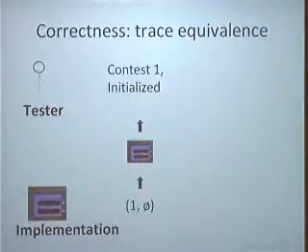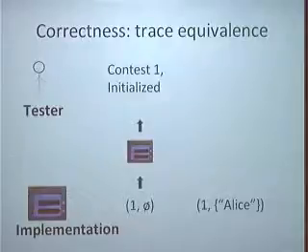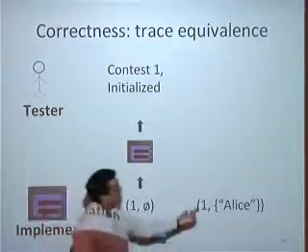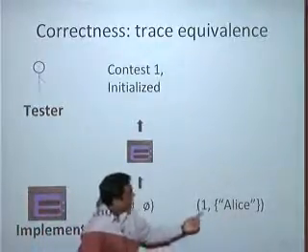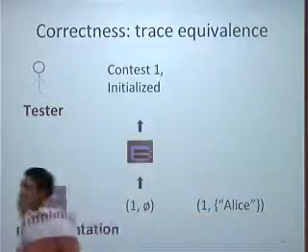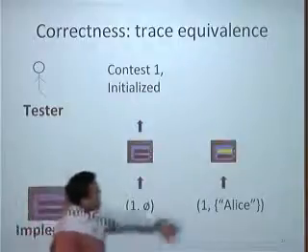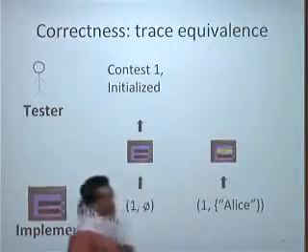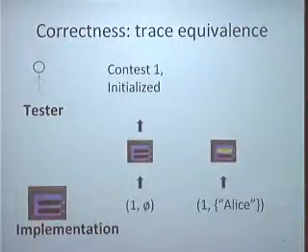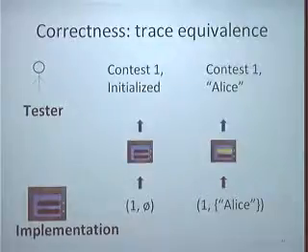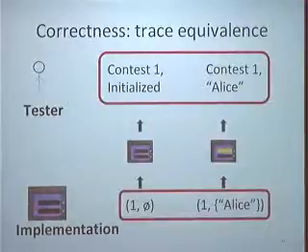Then the tester presses a button. So let's say the tester presses the button for Alice. What we want is the machine state should now become contest 1 and Alice. The machine should output a screen which illustrates that. So Alice is selected. And then the human voter looks at that and says, okay, now I know that the machine is still in contest 1 and it has recorded my vote for Alice. Right? So these are the traces.